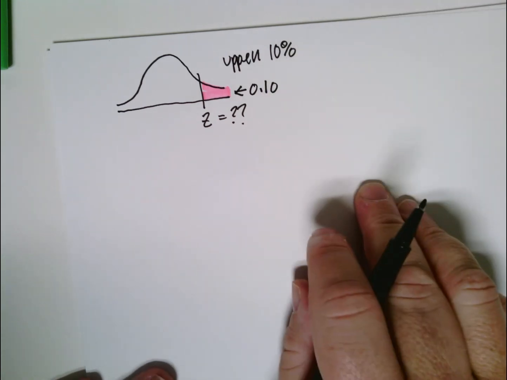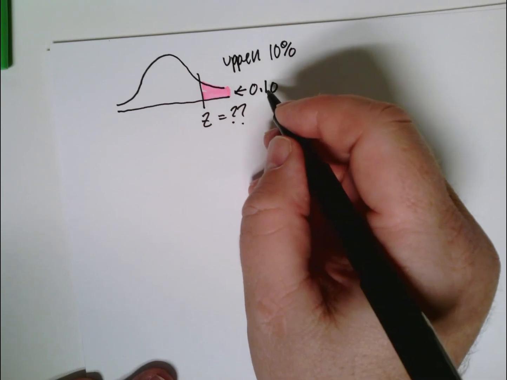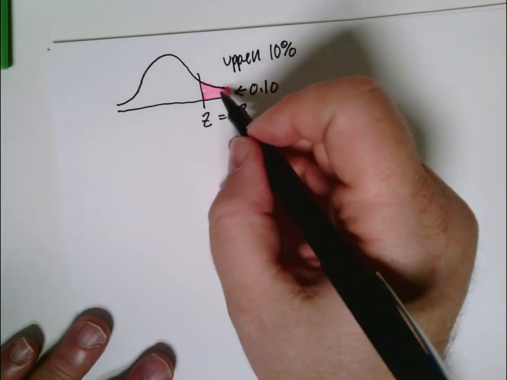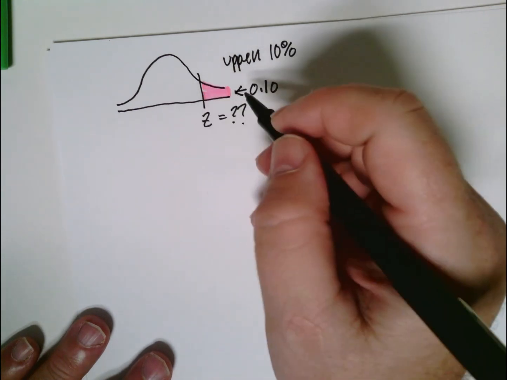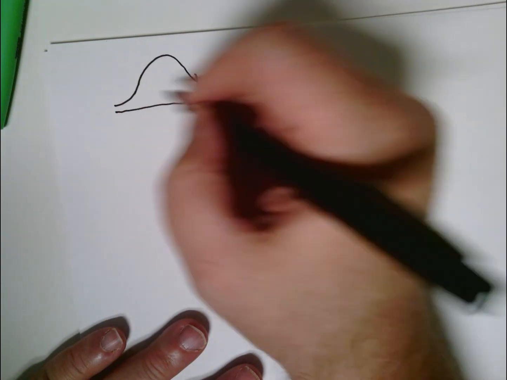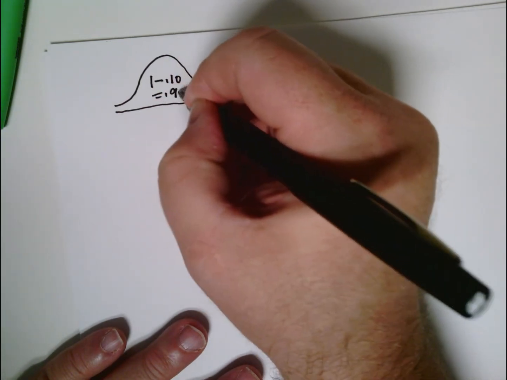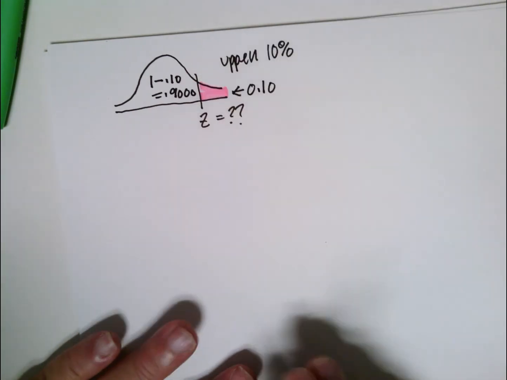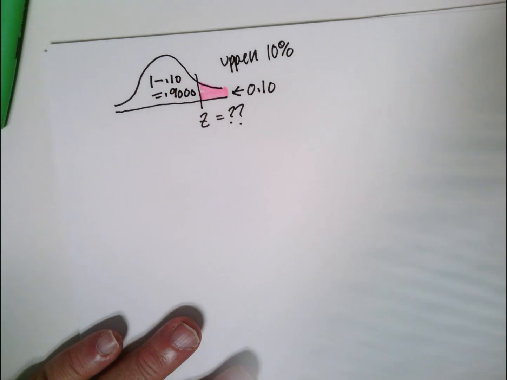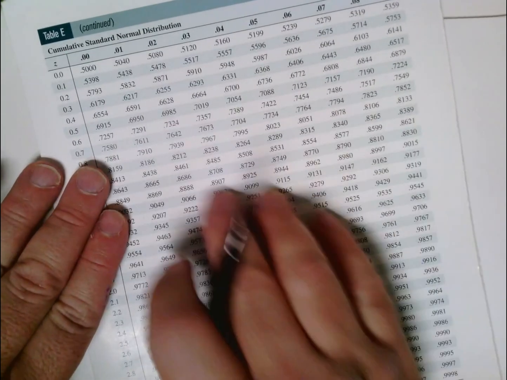Now the problem with this is I don't know what the z is, but I do know what the area is. So we're going to look this up. But the other problem is that it's on the right side. We want to look at the left side. So this side over here, since the whole area of the curve is 1, is 1 minus 0.10, or 0.9000. Now the reason I do 4 decimal places for an area is because when we go to look this up, we're going to look in this part right here.